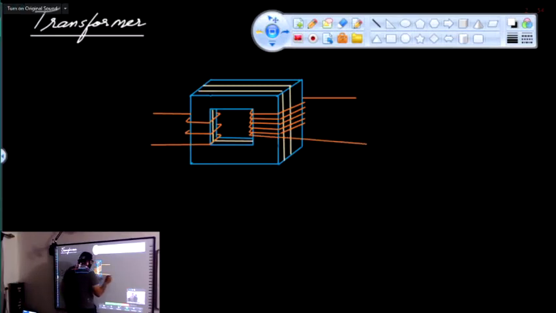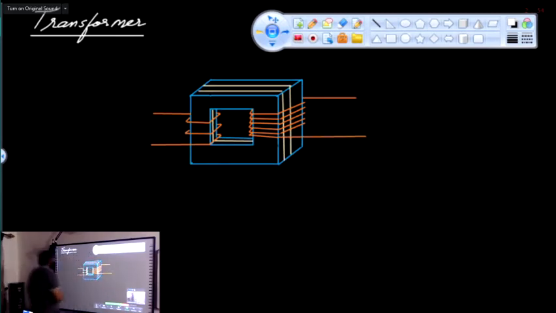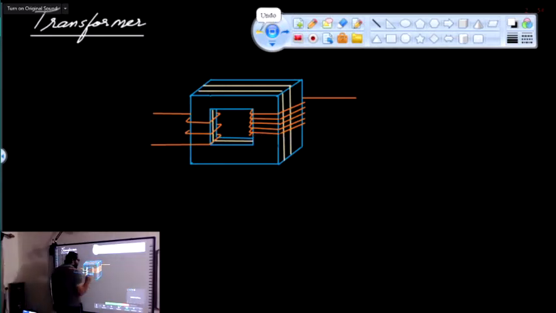Okay, now tell me what's the difference between the first side and the second side of the coil? Turns of coil. Yes, repeat. Turns of coil. Number of turns, very good. The number of turns are different. The number of turns in the primary coil are less than the number of turns in the secondary coil.